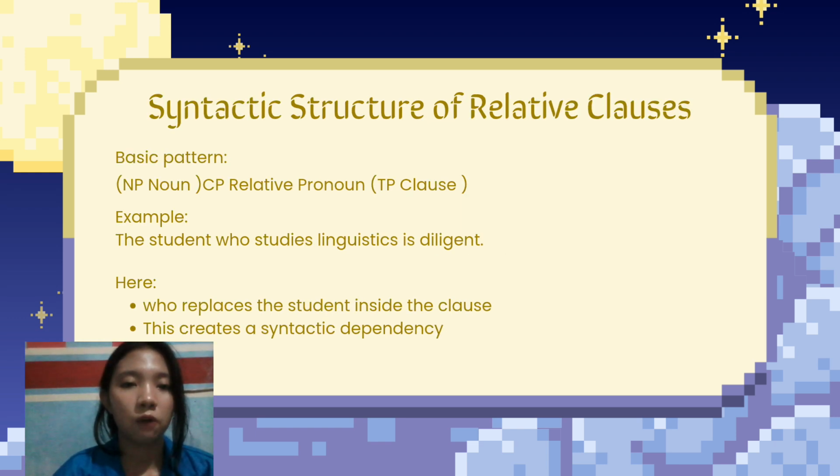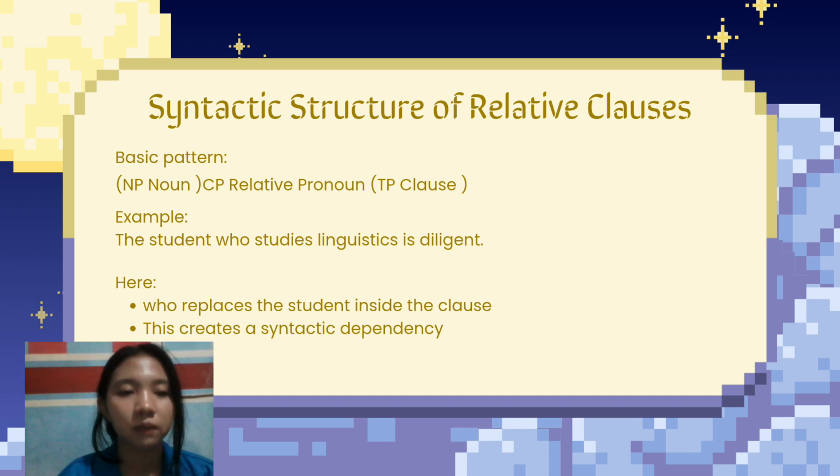Syntactic structure of relative clause. The basic pattern is NP, noun, then C or CP, relative pronoun. Example: the student who studies linguistics is diligent. Here, who replaces the student inside the clause. 2. This creates a syntactic dependency.